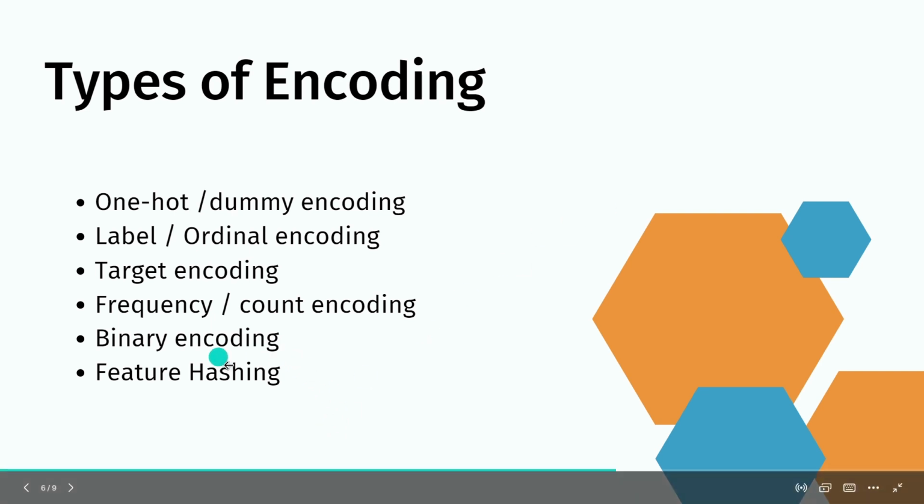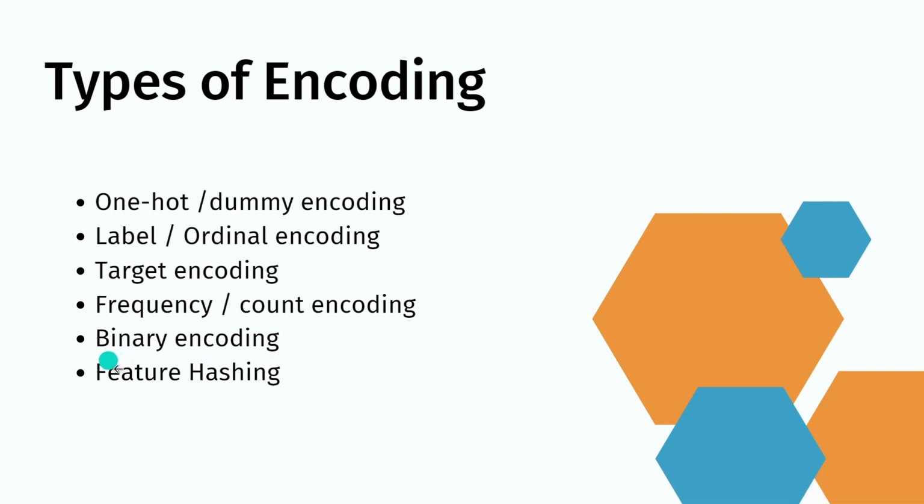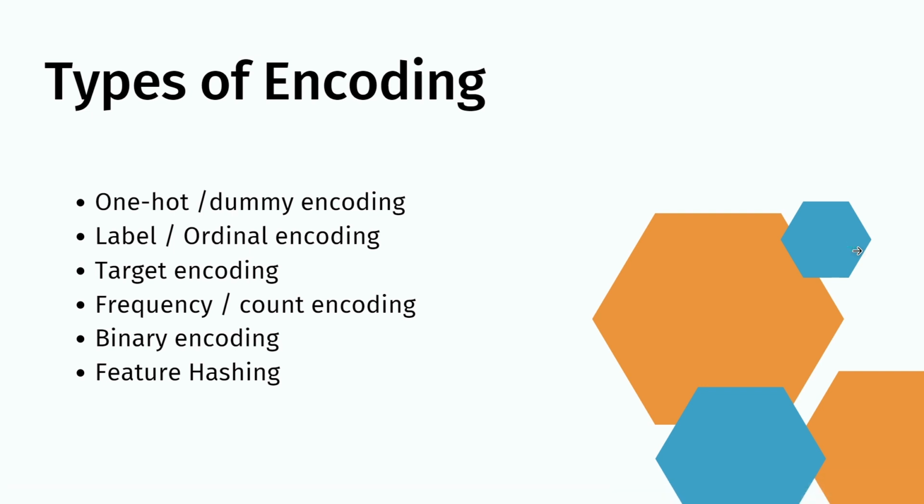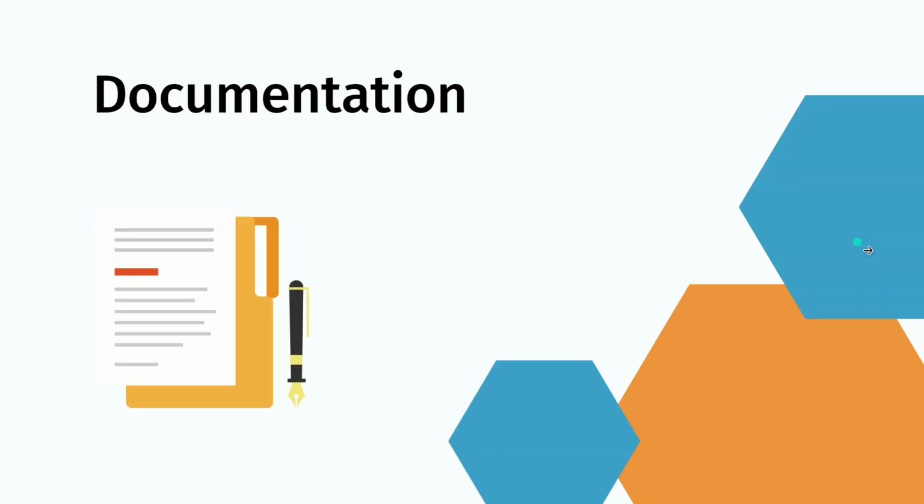It is more commonly used for numerical values, but for categorical values it can be done this way: first encoding into numeric and then binary encoding on it. Now feature hashing is using a hash function and then encoding that feature. So you can read about that in detail. Now let us see the documentation.